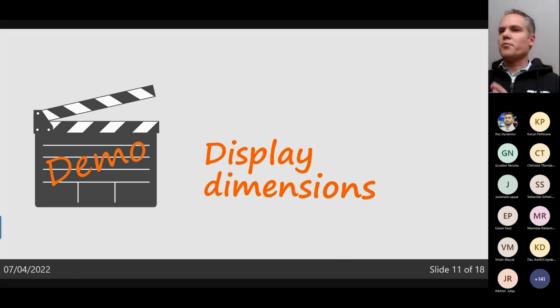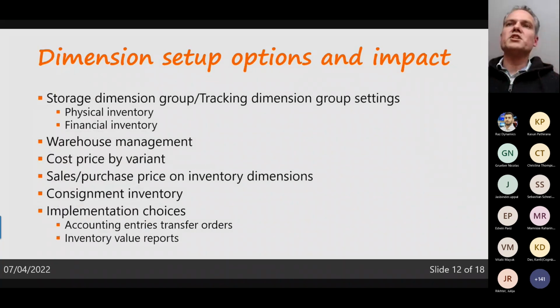I'll go to the next part of my presentation. Some dimension setup options and the impact of enabling or disabling it. On the storage dimension and the tracking dimension groups, there's an option to enable physical inventory, yes or no, and financial inventory, yes or no. On the item model group, you are able to select, do you want to allow for negative inventory, yes or no, or negative financial inventory, yes or no?